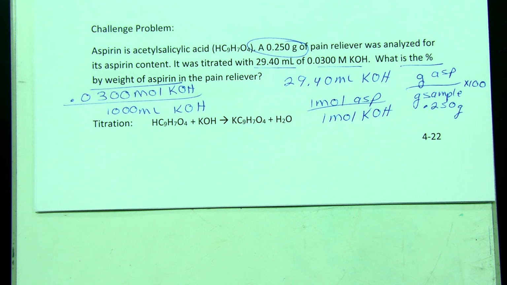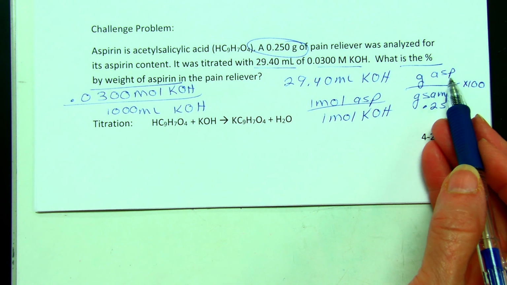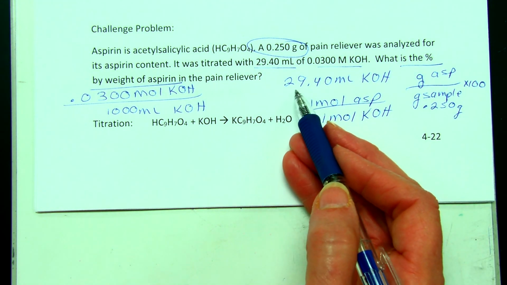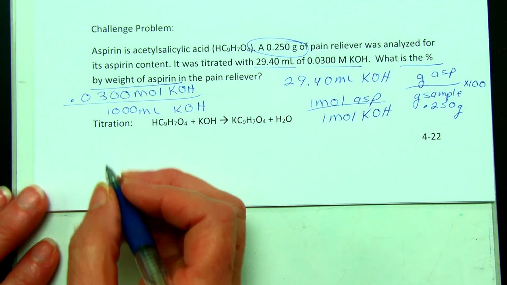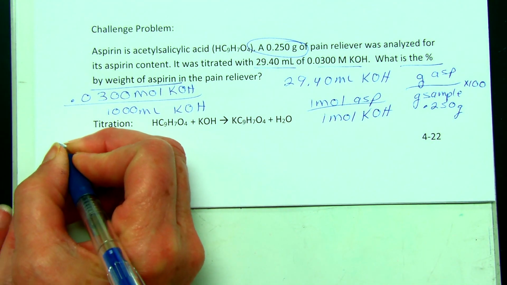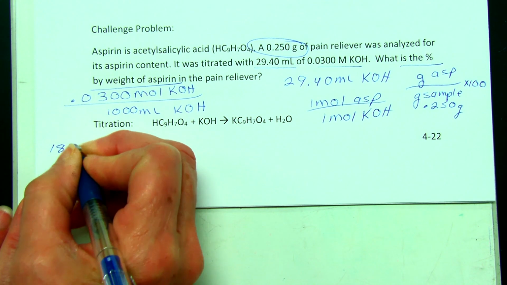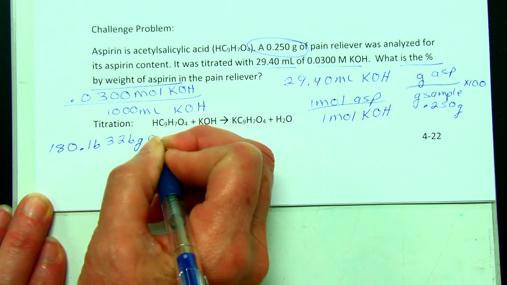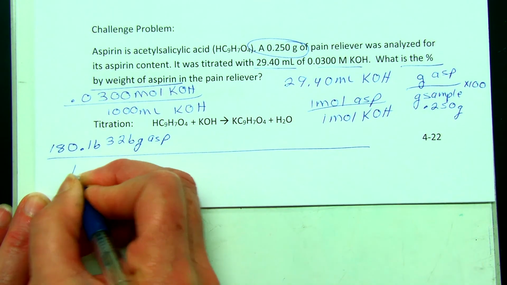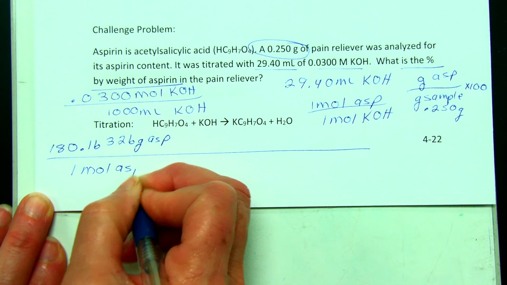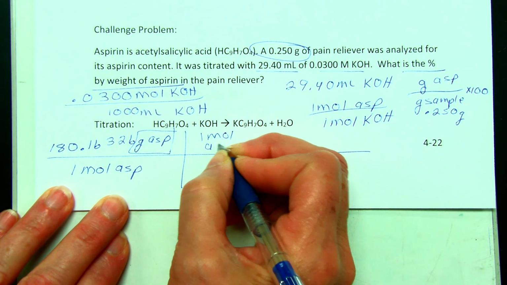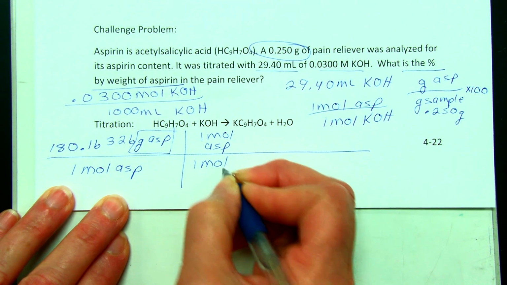So now, if you like to start with what you want, your answer in grams of aspirin, that's what we need. If you like to start with what you're given, you start with the 29 milliliters of potassium hydroxide. It doesn't matter where you start. I like to start with what I want. 180.16 grams of aspirin is 1 mole of aspirin. Now I want to keep that unit and cancel the rest. 1 mole of aspirin uses 1 mole of potassium hydroxide.